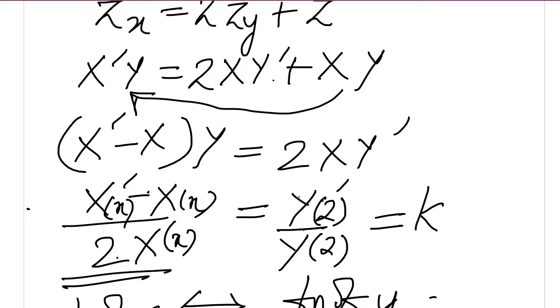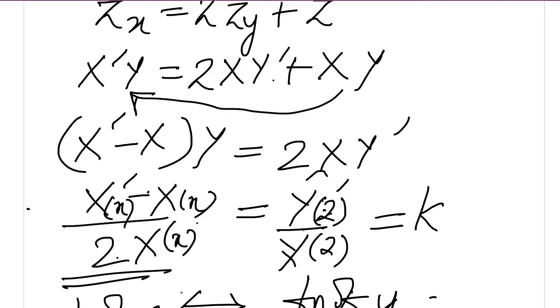So for y, I always give 2, and for x I give different values. Even then this equality should hold. What that means is that Y dash of 2 by Y of 2 is a constant. If I take it as k, then this relation is equal to k. So to sum it up, here x and y are independent variables, and a function of x and a function of y are equal, which means that the relation is equal to a constant k.